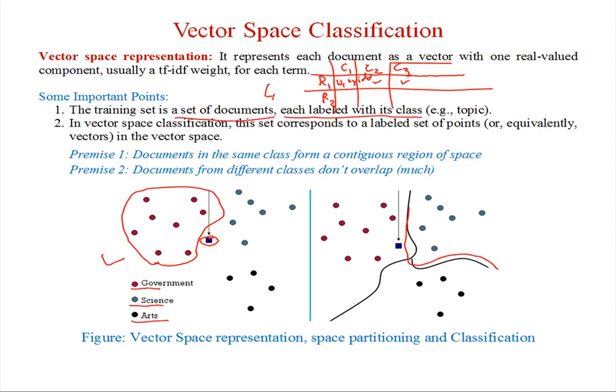Now how to apply the Rocchio classifier. Suppose the red circles represent the document class government, blue circles represent the document class science, and black circles represent the document class art. What we will do is calculate the cosine angle of all the documents with respect to itself, and then calculate the centroid of that cosine angle.